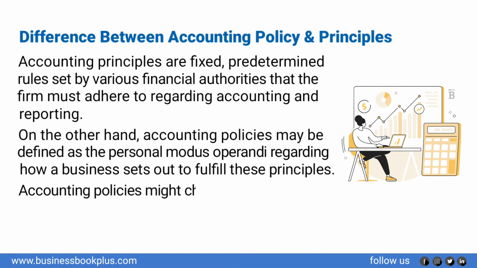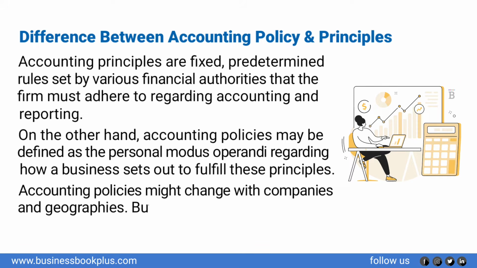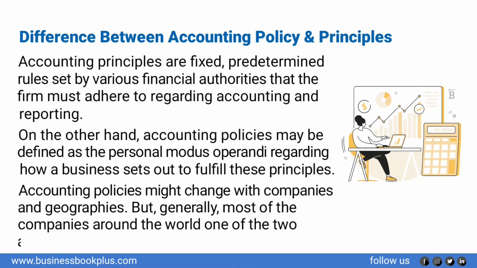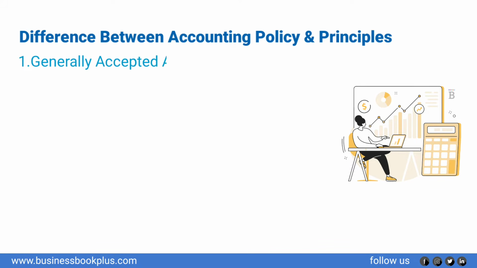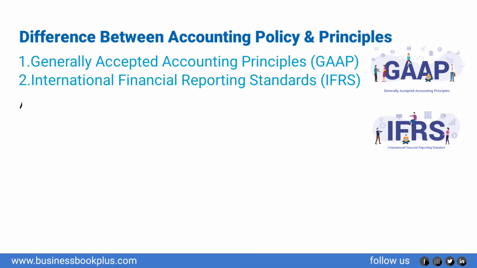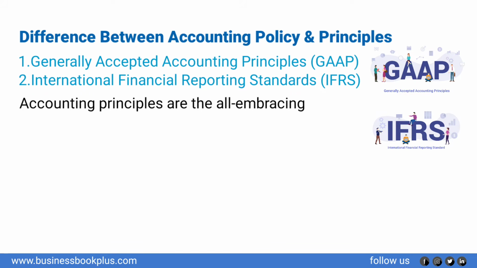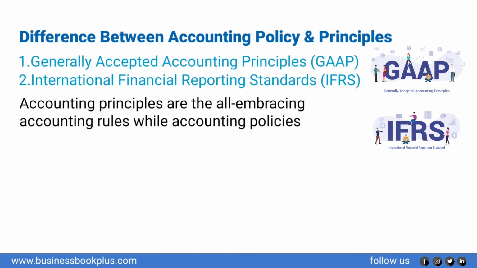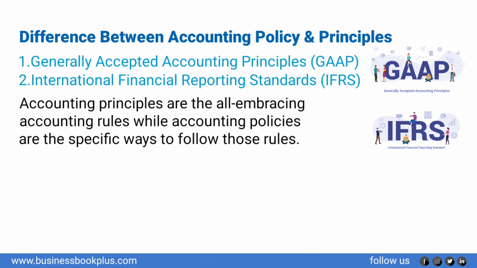Accounting policies might change with companies and geographies, but generally, most of the companies around the world follow one of the two accounting standards or principles. First is generally accepted accounting principle, that is GAAP, and the second one is International Financial Reporting Standard, that is IFRS. Accounting principles are the all-embracing accounting rules, while accounting policies are the specific ways to follow those rules.